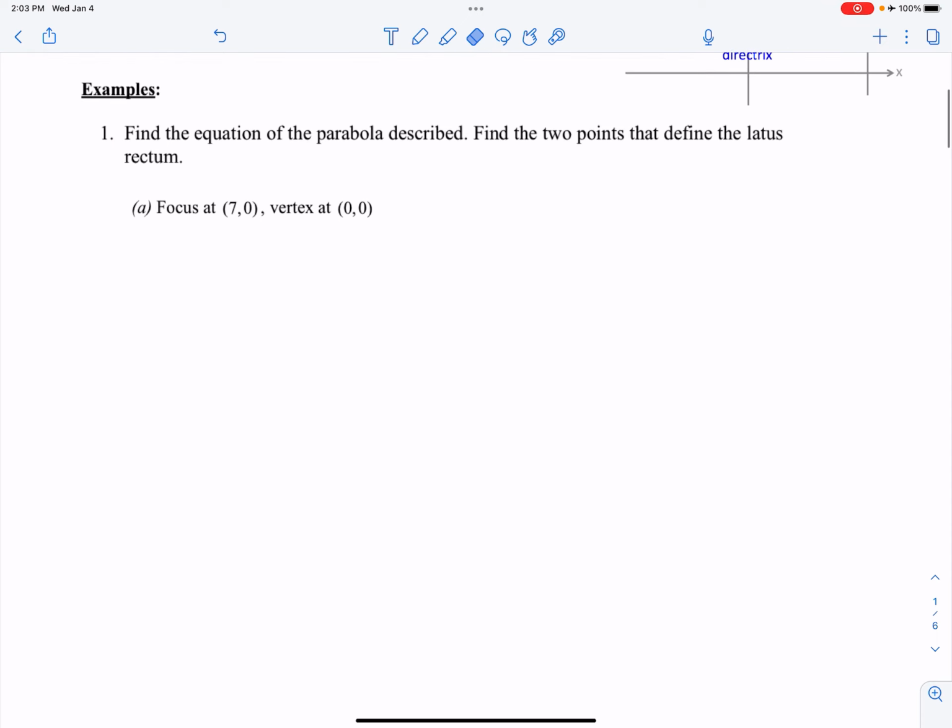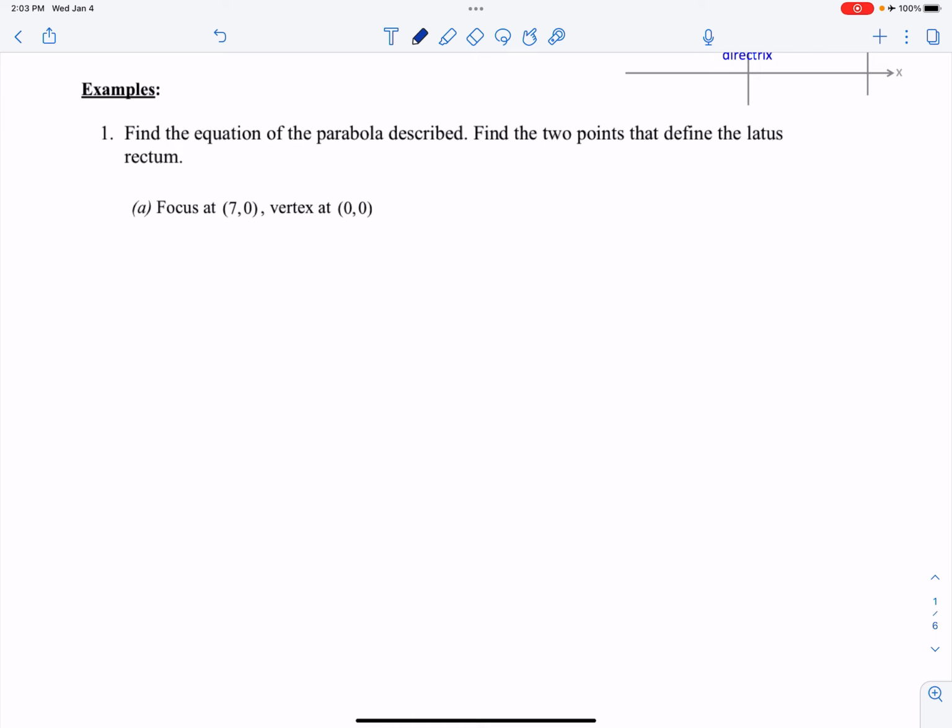So let's look at some examples. Find the equation of the parabola described. Find the 2 points that define the latus rectum. Okay, so it's another one of those almost riddles where they're giving us a bunch of characteristics and we need to find out what the equation is. They're telling us our focus is at 7, 0, and our vertex is at 0, 0.